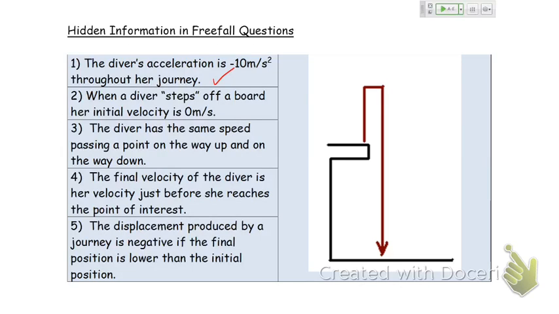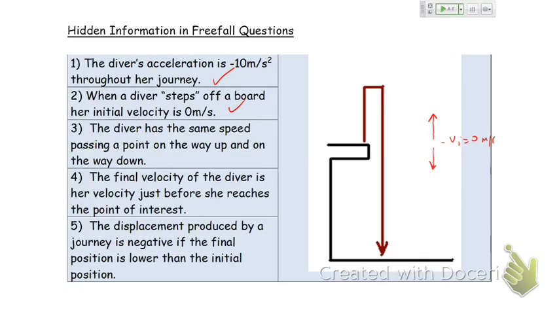When the diver steps off the board, that's engineering speak for you just step out, and there's no upwards velocity and no downwards velocity. You start off with VI equals 0. If I say the diver jumps up off the board, there's going to be a positive initial velocity. If the diver puts their hand on the board and pulls themselves down off the board, then there'll be a negative initial velocity.